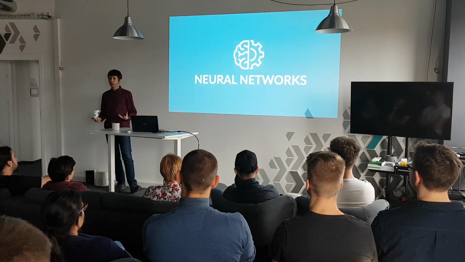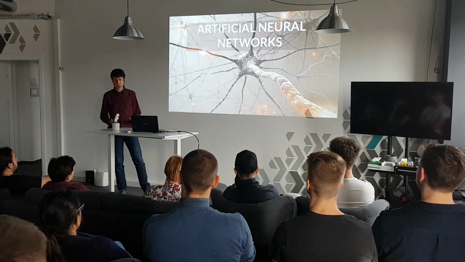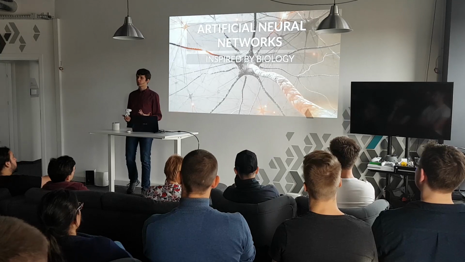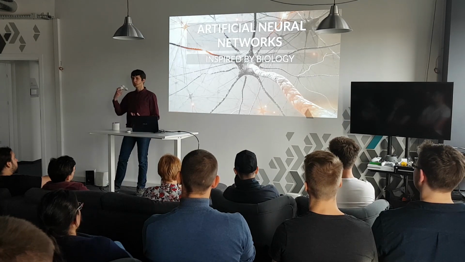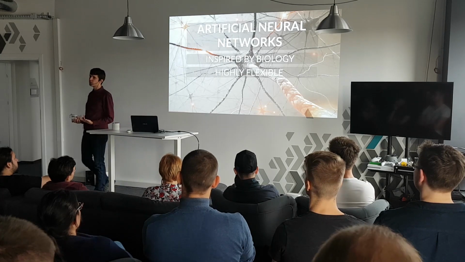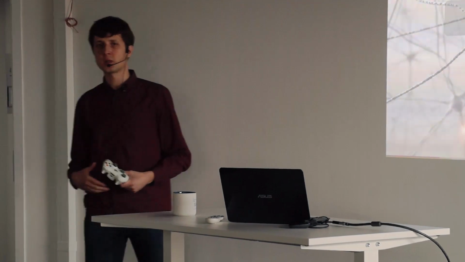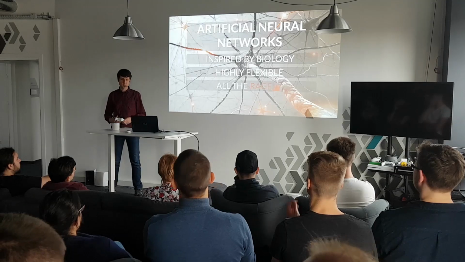So, I need to tell you a bit about neural networks and genetic algorithms first. What are neural networks? They are artificial structures that are modeled after biological cells in our brains. They are very highly flexible. What does it mean? Neural networks are often called universal function approximators. It means that a neural network of enough complexity can approximate any function you can think of. So they have a wide range of applications.